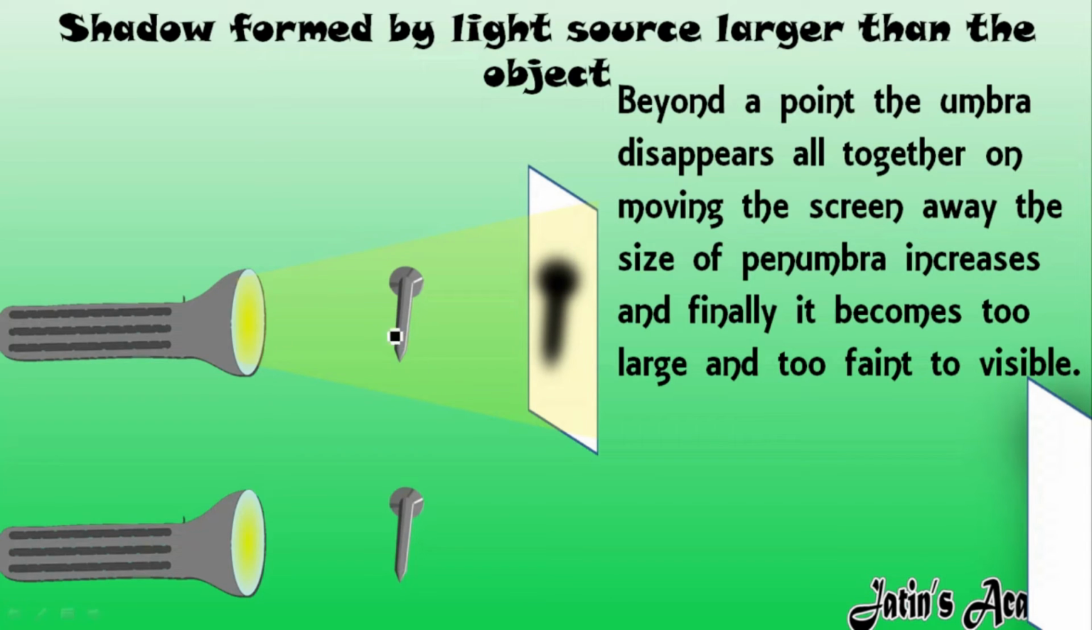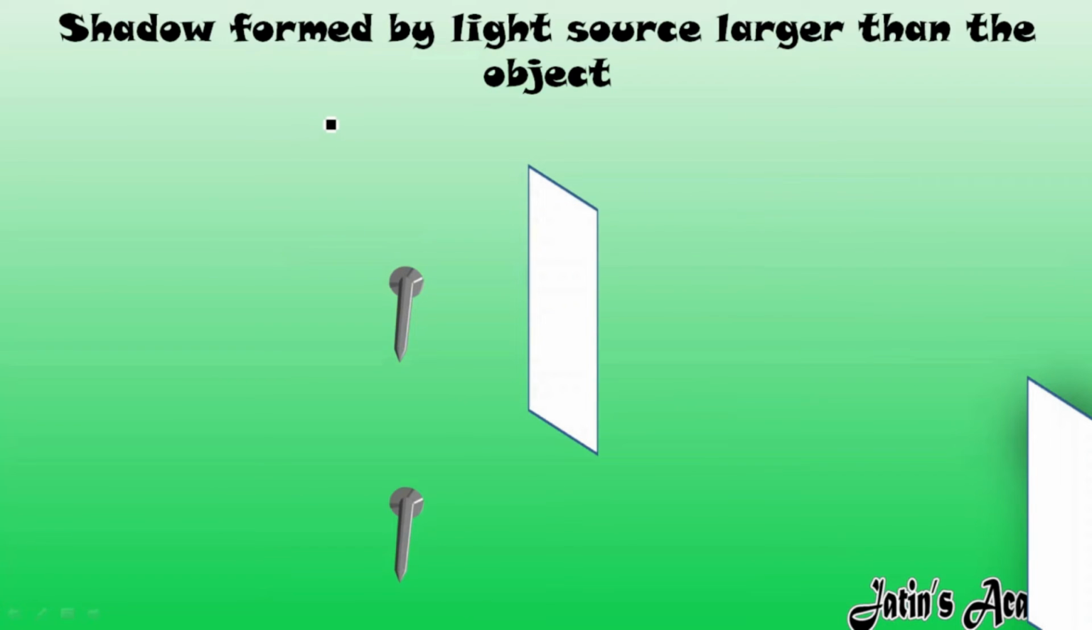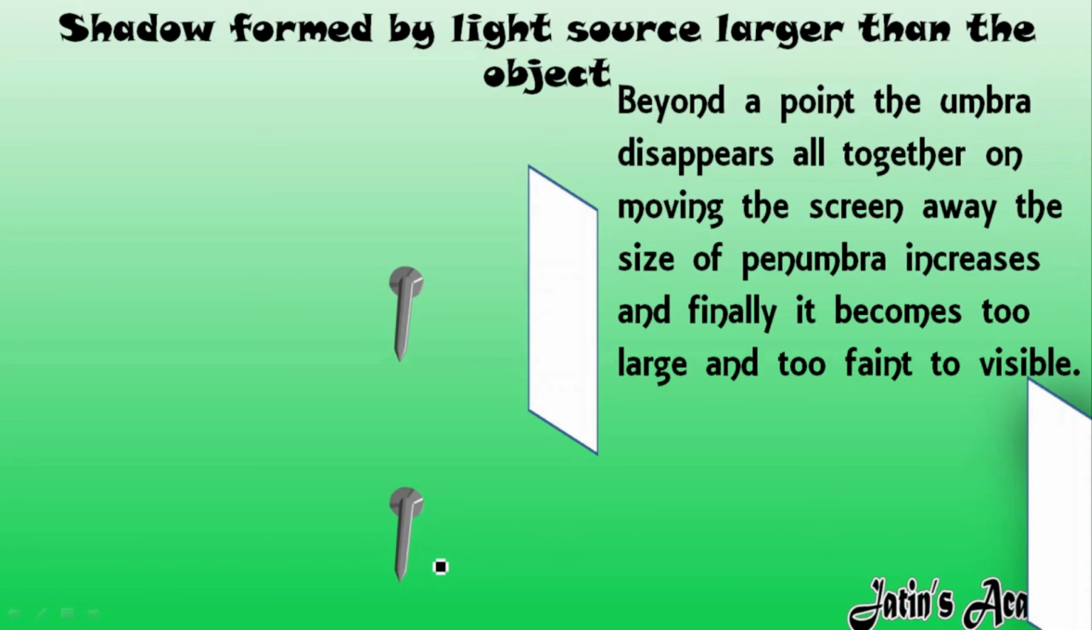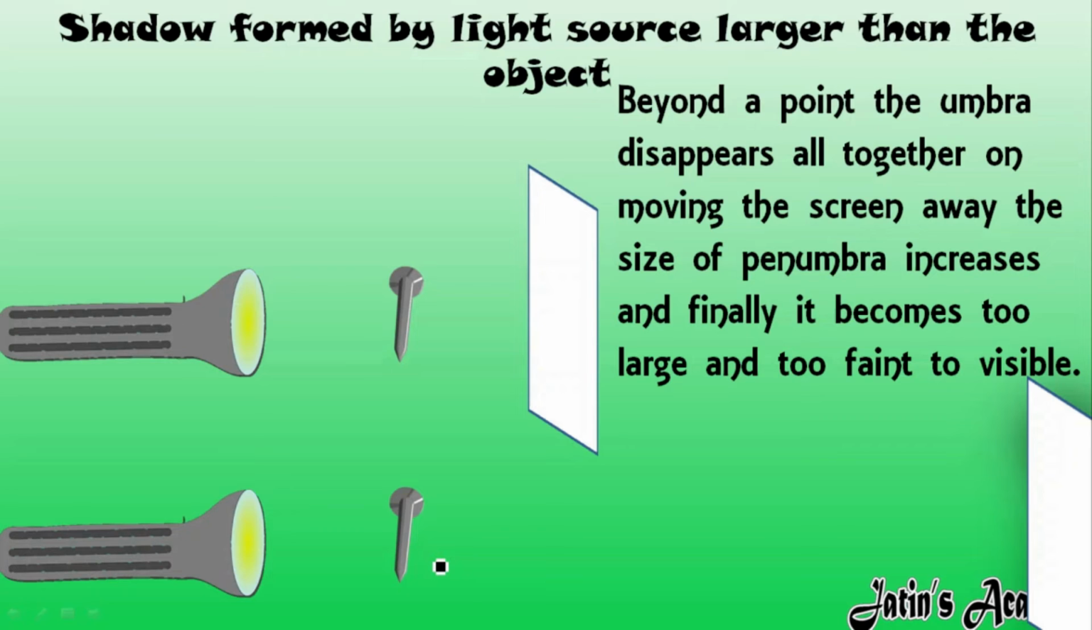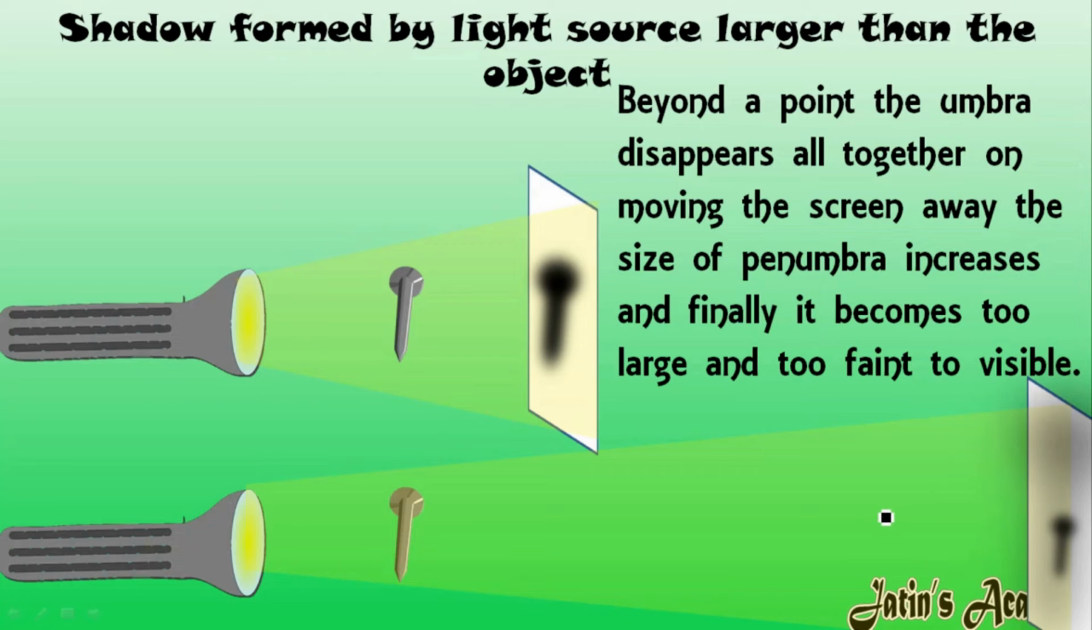But if I take the screen very much away from the opaque object, see carefully what is going to happen here. Beyond that point, whenever I take the screen very much away from the opaque object, the size of the umbra is going to decrease very much, and as we take the screen farther and farther away, the penumbra becomes too large, and when it becomes too large, the penumbra is going to fade, or it is not going to be visible that much.